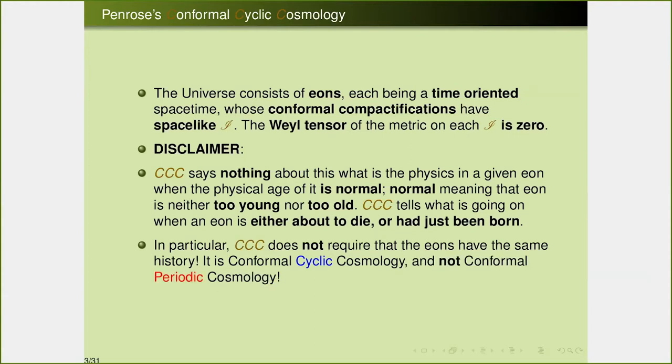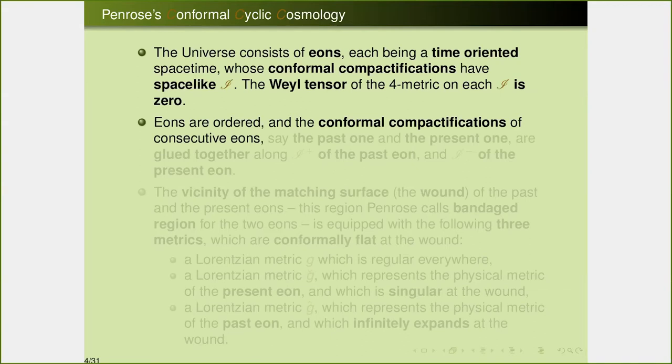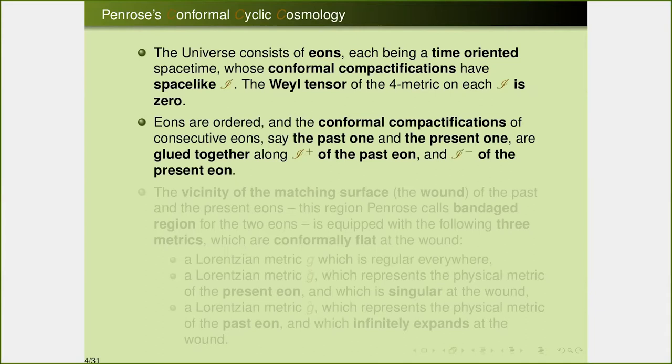So let's start again. In this proposal, the universe consists of eons, each being a time-oriented space-time whose conformal compactification has space-like scri. The Weyl tensor of the four-metric on each scri is zero. Eons are ordered, and the conformal compactifications of consecutive eons, say the past eon and the present eon, are glued together along scri plus of the past eon and scri minus of the present eon. The vicinity of the matching surface of the two eons, they call the wand of the universe.